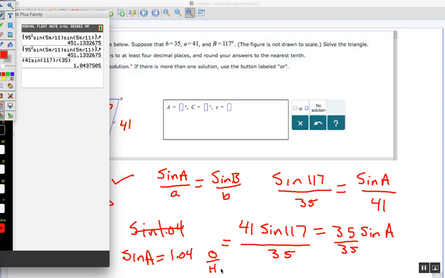In a triangle, the hypotenuse is always the largest side. Well, if it's always bigger than the numerator, then you're never going to get a number bigger than 1. And here we have a value greater than 1. So this is going to be a no solution triangle.